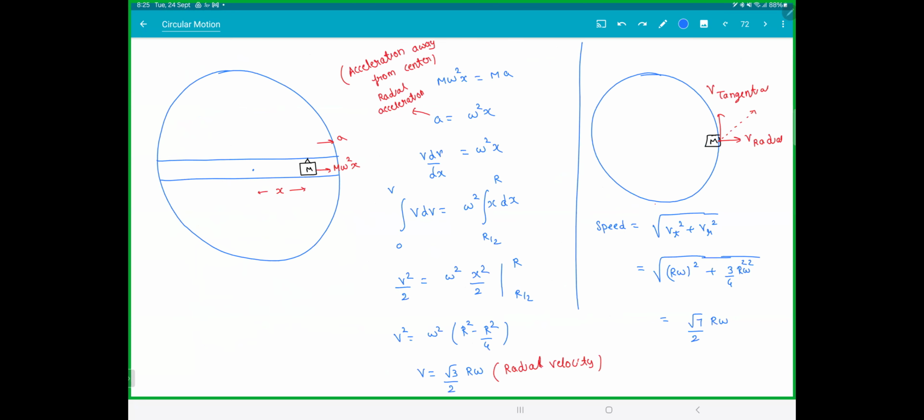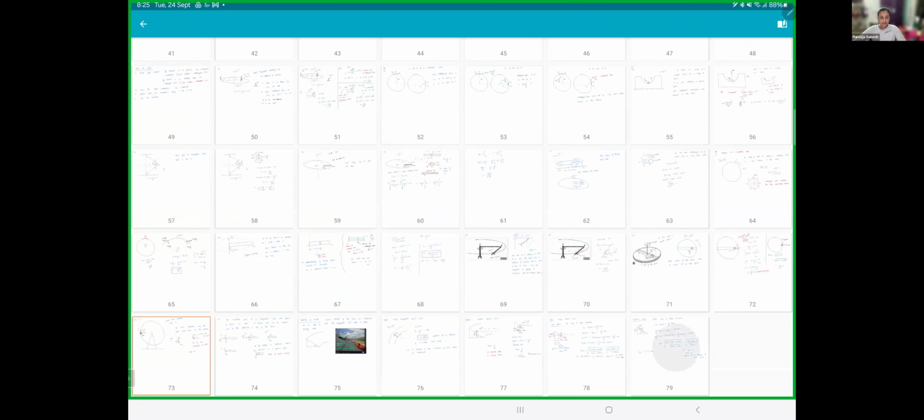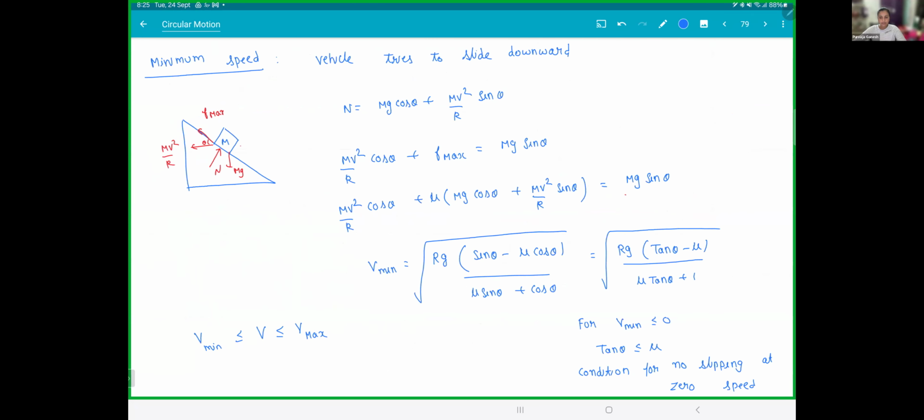Let's see a similar one. So if mu is lesser than tan theta, then there will be a negative inside the root. That means the minimum speed is 0, right? There is no meaning of a negative speed. The negative inside the root, mathematically, is saying don't worry, you won't slip. When we were doing Vmax, we said if we get a negative inside the root, it becomes undefined, Vmax is undefined. It means for any value of speed, I won't slip. That's what it means.